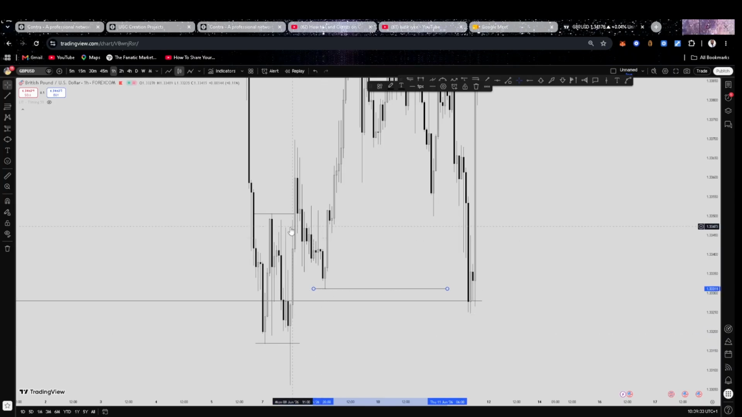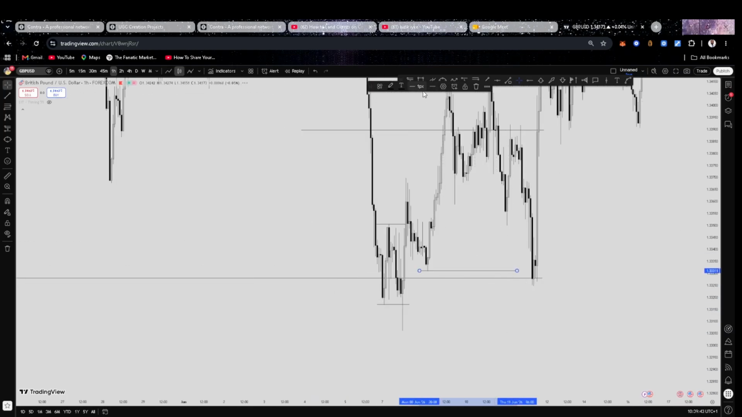We have a sweep of liquidity, we have a breakout structure, and we have the first pullback, and this will now act as what? As a liquidity. Now we have the fresh key level right here, so you can execute from here.